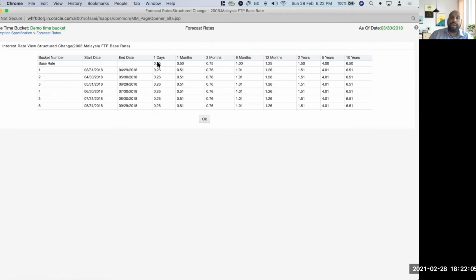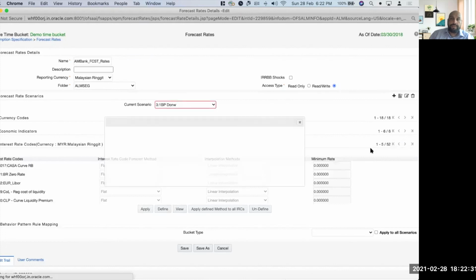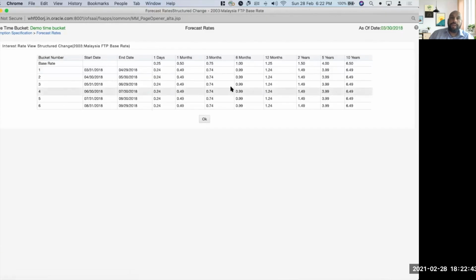So what we've done is we've taken the base rate and we have moved it by 1 basis point. So you see that for each of the term points, which is 1 through to 6, we have adjusted it by 1 basis point up for each of the periods as well, which is 1 day, 1 month, 3 months, and so forth. Similarly, for 1 basis point down, you can click on that. And as you acknowledge this and you move through to the Malaysia FTP base rate, again, structured change, and you can click on view. And as you guess, this time it's moving it 1 basis point down.